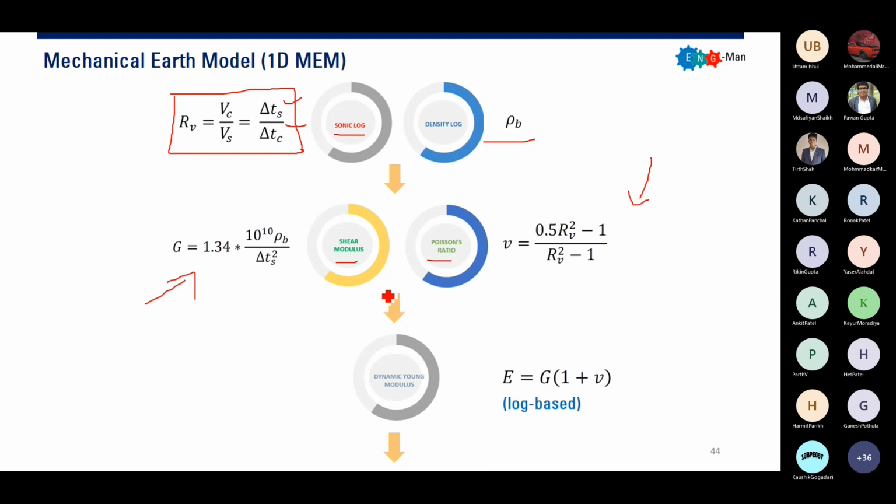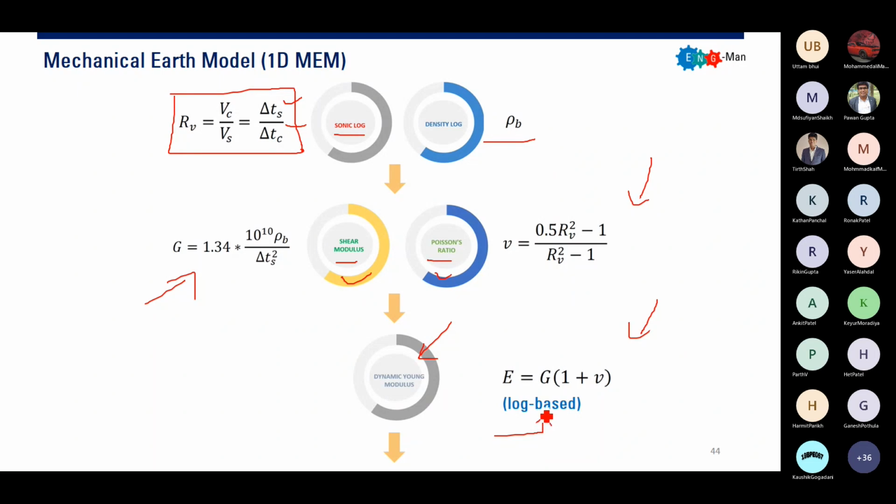Using this information, we can calculate the dynamic Young's modulus, which can be calculated using this formula. E, the Young's modulus, but it is dynamic Young's modulus, is shear modulus multiplied by parenthesis 1 plus Poisson ratio. But it is log-based dynamic Young's modulus. Okay, it's not the final.